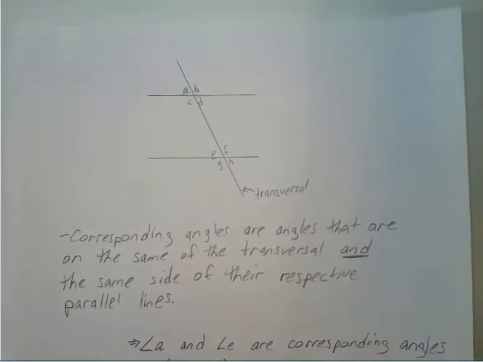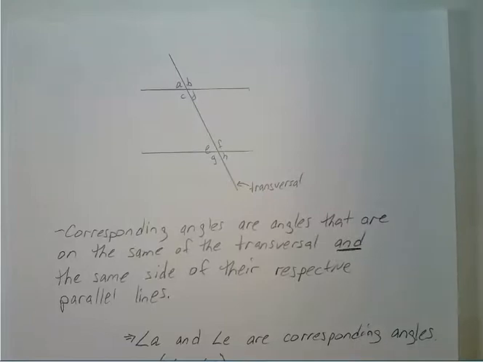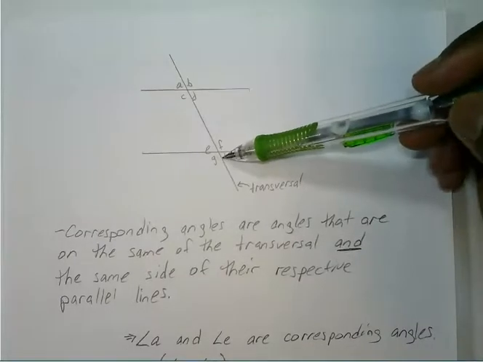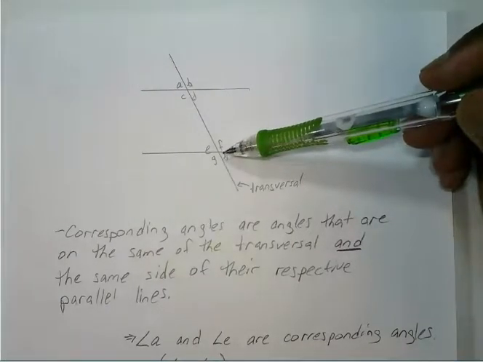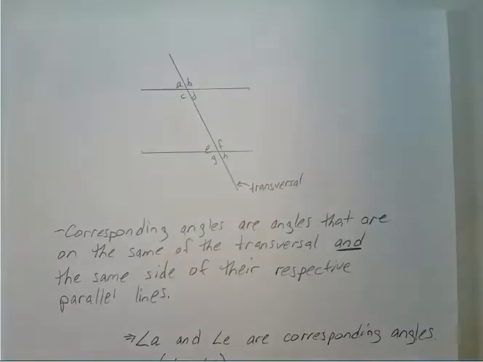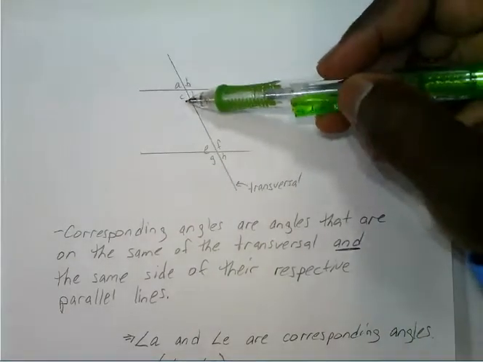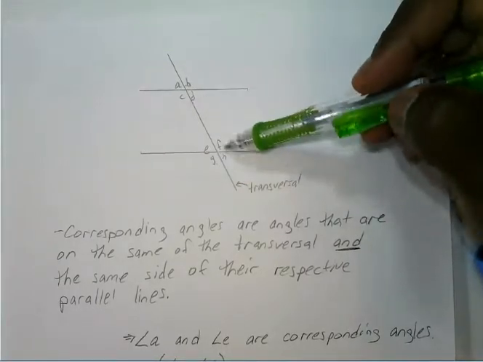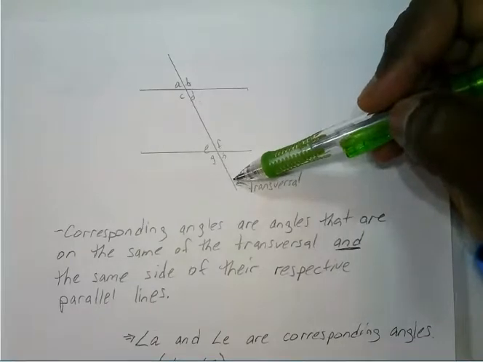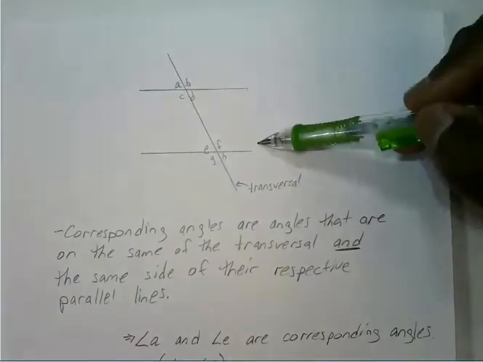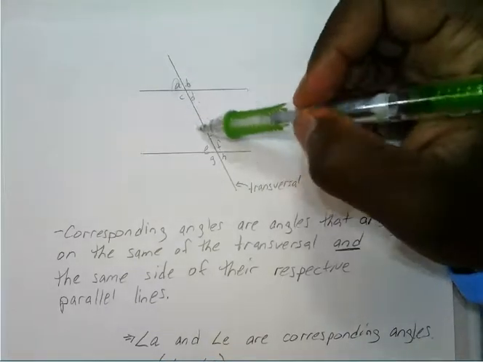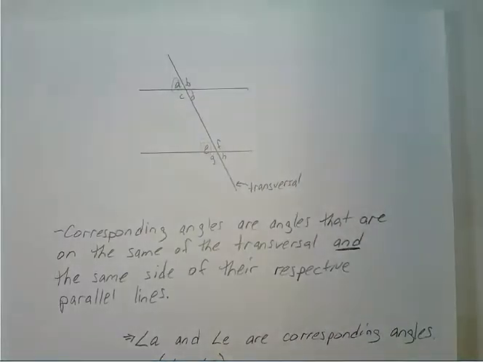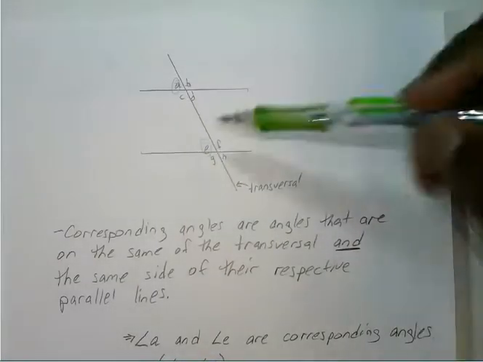And these are our corresponding angles. Corresponding angles are angles that are on the same side of the transversal and the same side of their parallel lines. If you see here, A, C, E, and G are all on the same side of the transversal. B, D, F, and H are on the same side of the transversal. But if you notice on your two parallel lines, angle A and angle E are both on top of their parallel lines, so they're on the same side of their parallel lines.